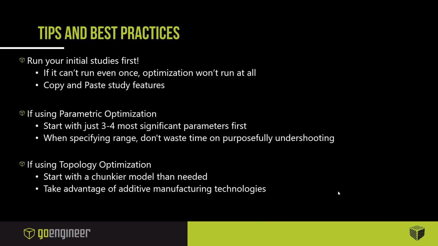And finally, if you're using topology optimization, don't start with a skinny model, start with something big and chunky. Remember, it can't add material, so by starting with something big and chunky and overbuilt, you give it more avenues and more space to play around in. And finally, you can use it to take advantage of additive manufacturing and the relative ease with which additive technologies can generate complex geometry compared to traditional manufacturing methods.